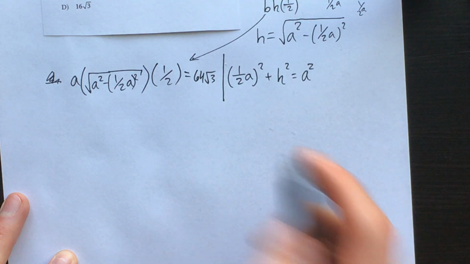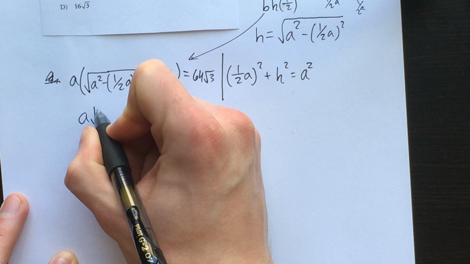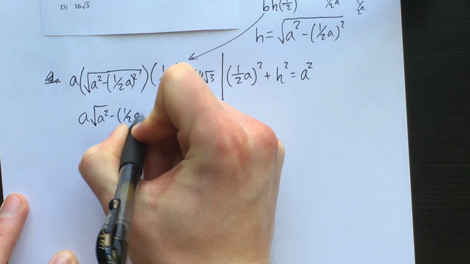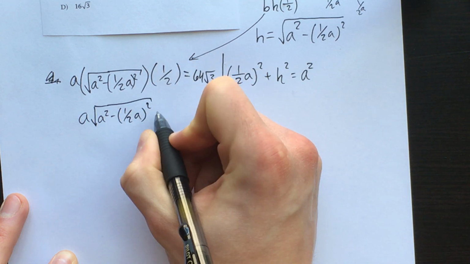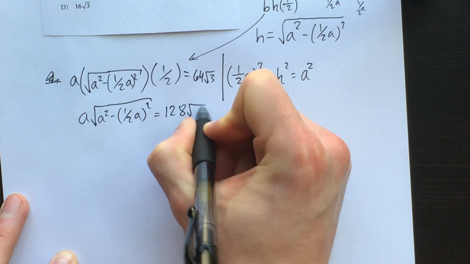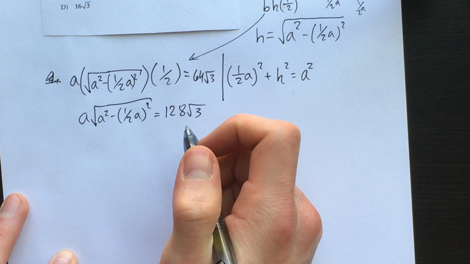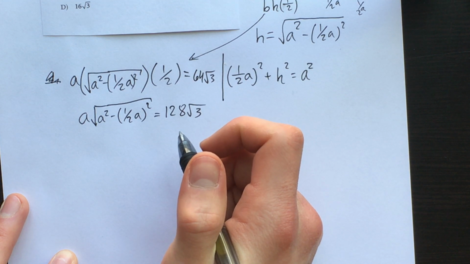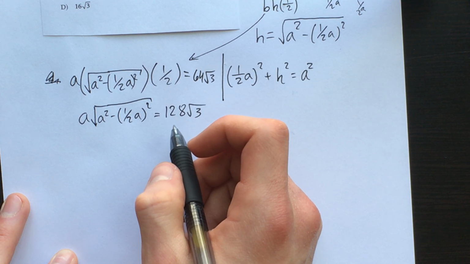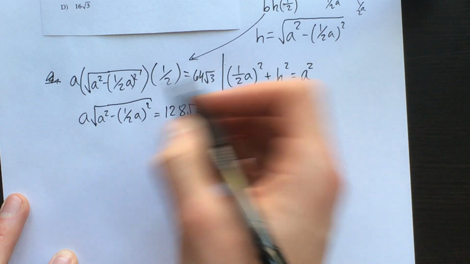So let's start by just multiplying both sides by 2 to get rid of this 1/2. So that means you'll have on this side left over a times a squared minus 1/2 a squared is equal to 128 square roots of 3. From here, I would suggest just squaring both sides. I think that would probably be easiest. So how you can do that is, well, there's a few ways to go about doing this, but let's just square both sides.